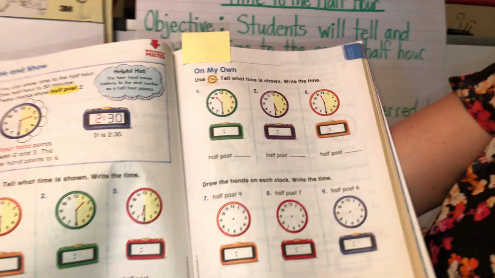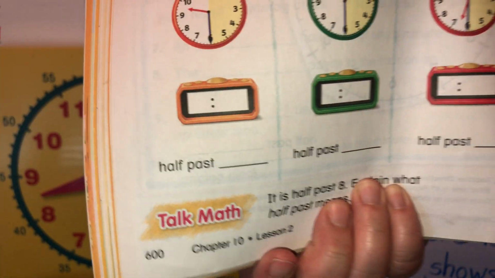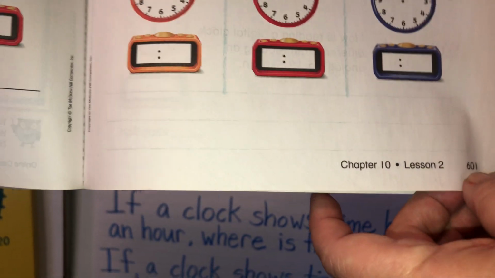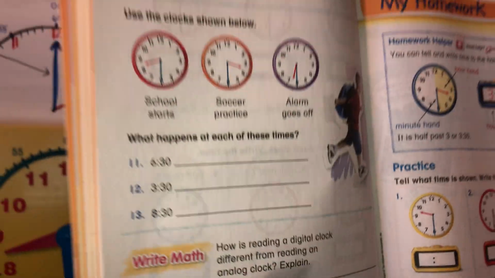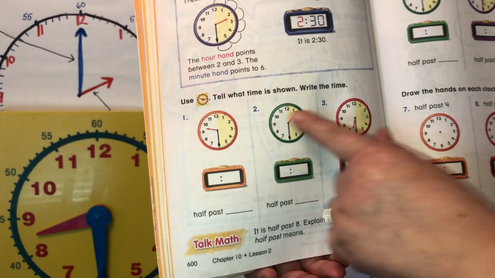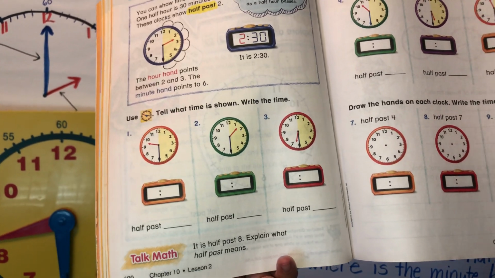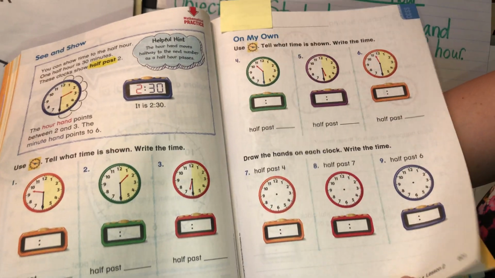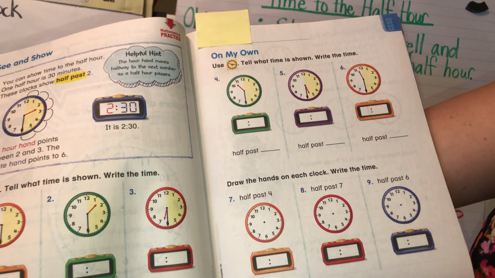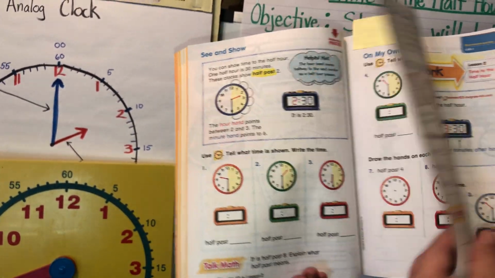So your job, boys and girls, is going to be to work on page 600, numbers 1, 2, and 3, and continue working on page 601 and 602. So once again, you will begin with page 600, which shows you analog clocks as well as digital clocks, and you will write the time. And you will practice with analog and digital clocks on page 601 and 602. So I hope that today's lesson is helpful to you.